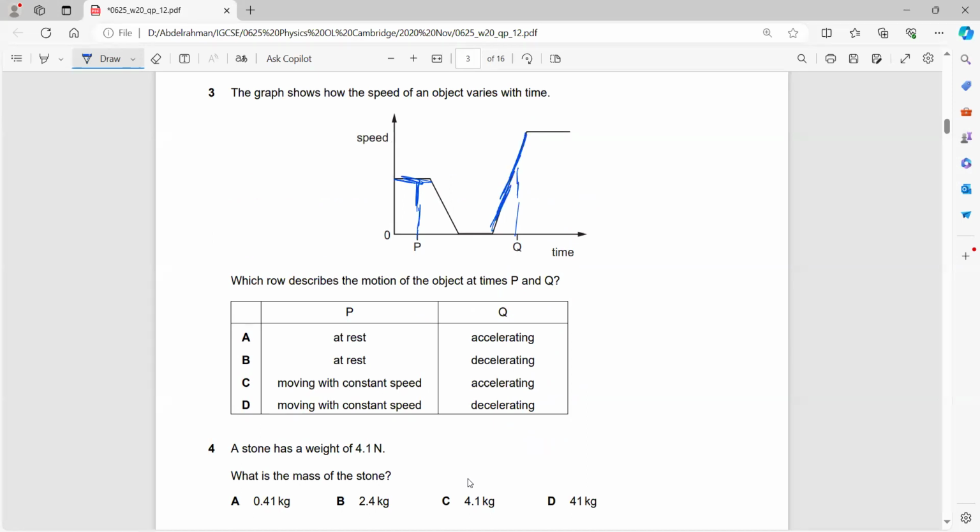At time P, some of you would say it's at rest. It's actually not at rest. Why? Because this is a speed time graph. What does it mean? That the speed in this case is constant. He is not at rest because the speed is constant. He's moving, for example, at a speed of 10 meters per second. So he's moving with a constant speed. What about at time Q? What's happening to the speed? It is definitely accelerating, meaning that the speed is increasing.